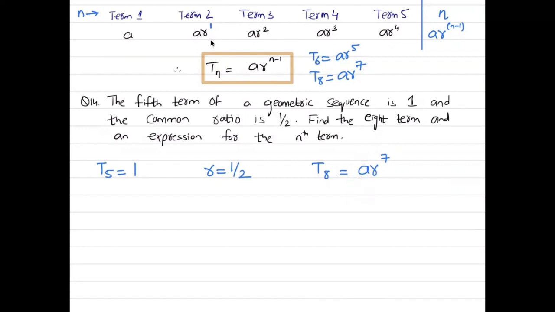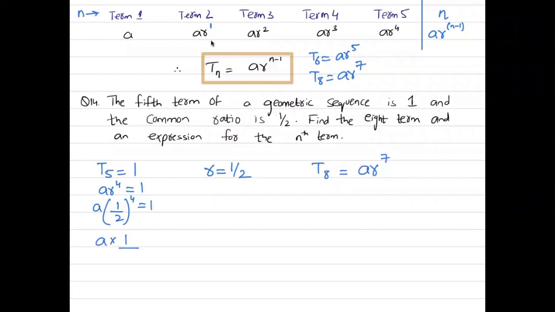No. What is T5 going to be equal to? ar to the power of 4, and that is equal to 1. The value of r is 1 upon 2. So use your calculator, do the maths. 1 upon 2 raised to the power of 4, 1 divided by this value. So what's going to be the value of a? Sir, I'll find a, then I'll put it into T8. Yes.